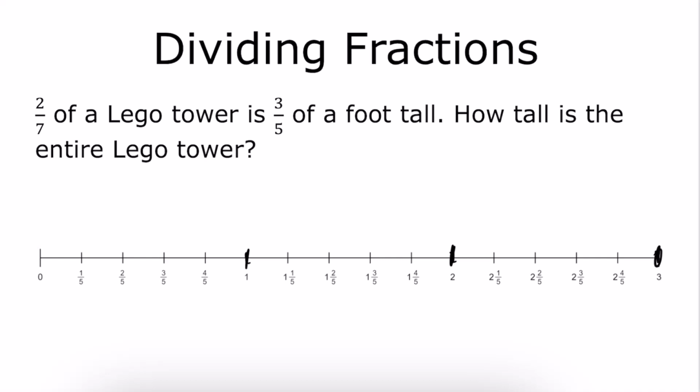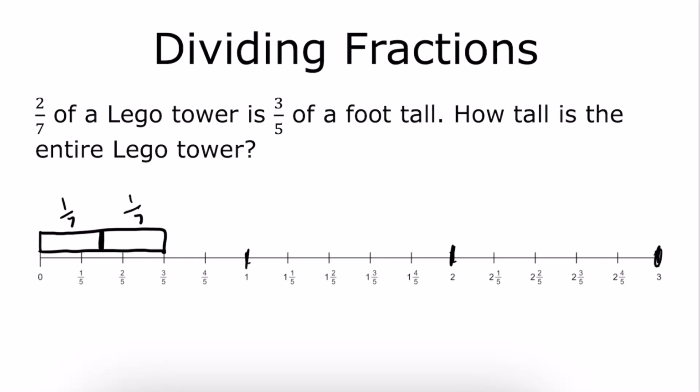And so what I know is that 2/7 of a Lego tower is 3/5 of a foot tall. So if I lay this Lego tower on its side, 2/7 of it will come to this mark right here. Now, it would probably be helpful to know what 1/7 of the Lego tower is. So I'm just going to split this 2/7 into two pieces. So I know that this distance is 1/7 of the Lego tower. This distance is 1/7. And it looks like 1/7 is 1.5 fifths.